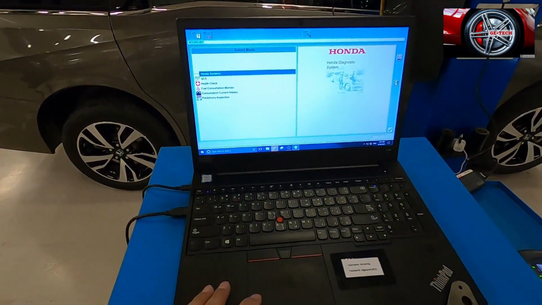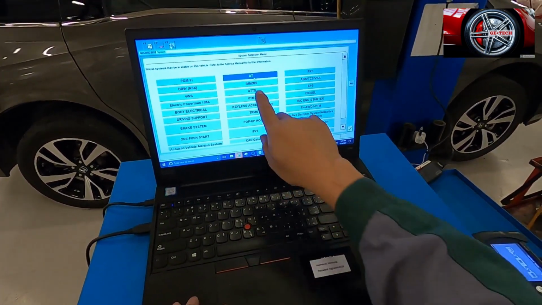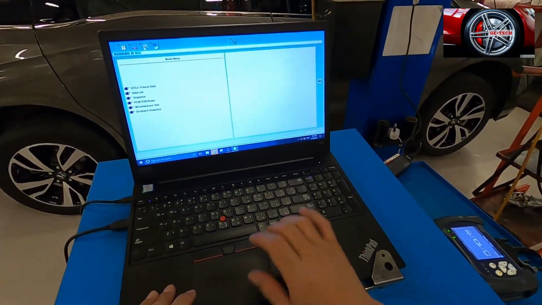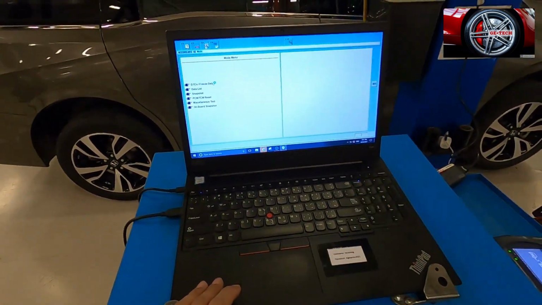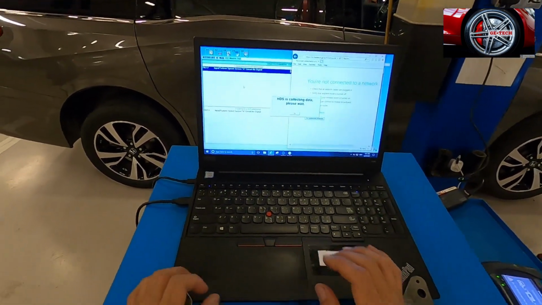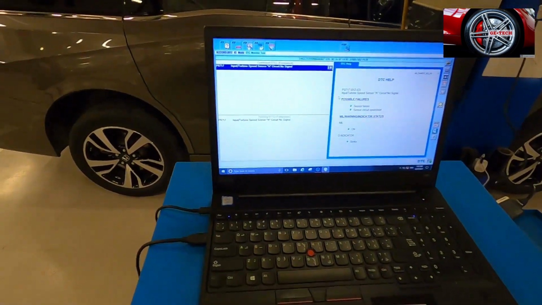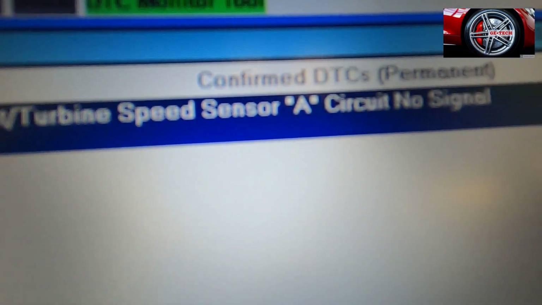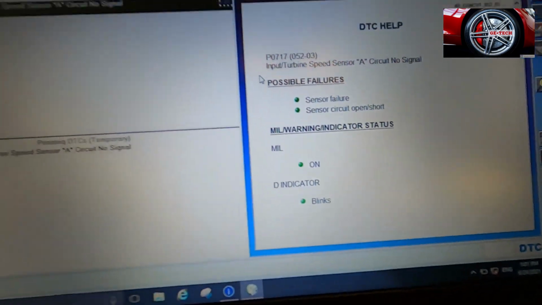So on the system, let's check. Go to the transmission, automatic transmission. So as you can see, the DTC is blinking, so it means there is a DTC. Okay, there we are. There is a DTC P0717, input turbine speed sensor A circuit, no signal. Okay, no signal.